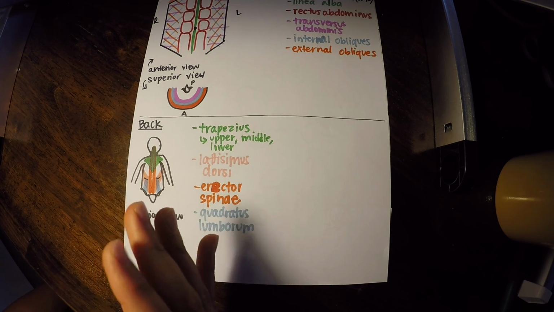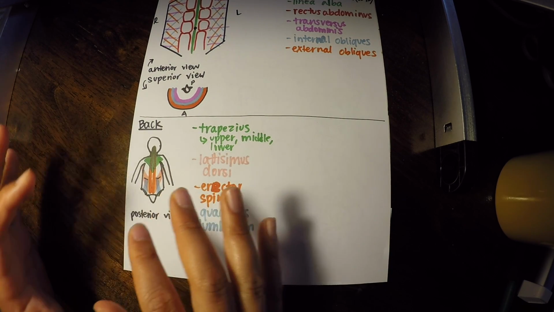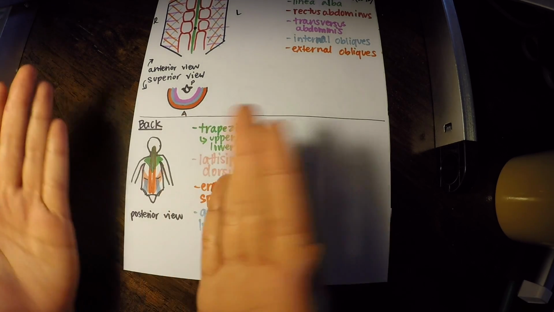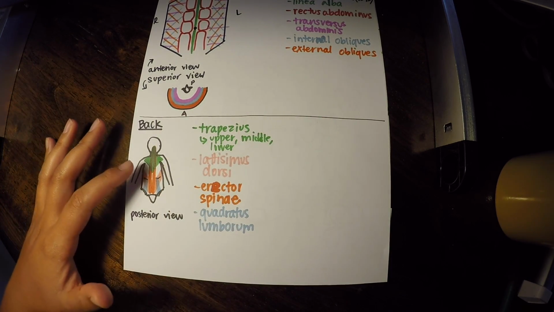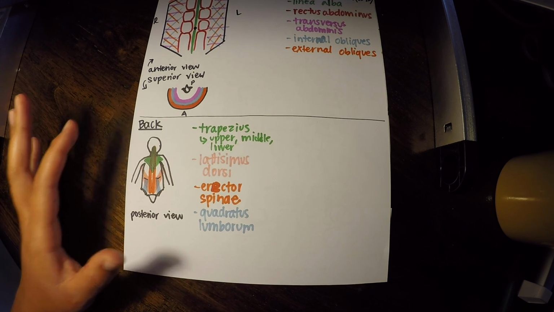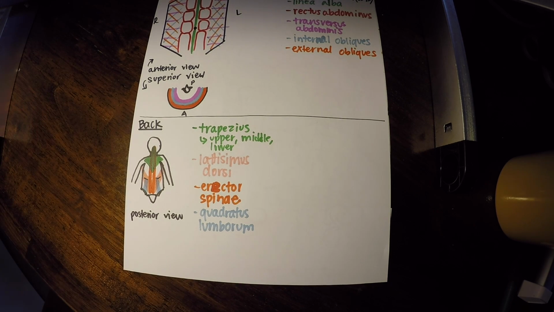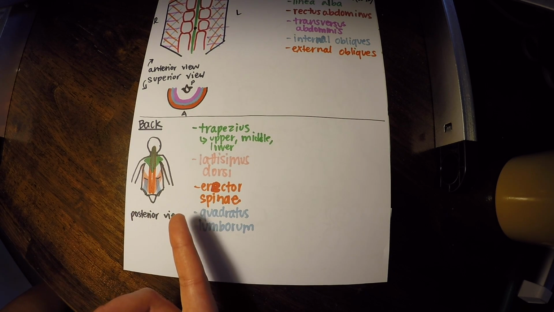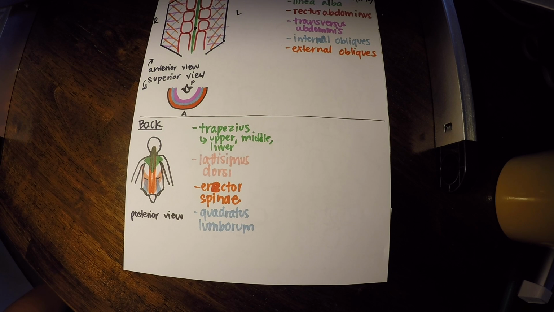And then if you were to take those back and look deeper after you peel those muscles back, you'd be able to see the erector spinae and quadratus lumborum that are deeper muscles. It's going to be hard to see that on this figure, so I encourage you to look through your book and look through the models so you can see that the trapezius and latissimus dorsi are a little more superficial, and then the erector spinae and quadratus lumborum are deeper.